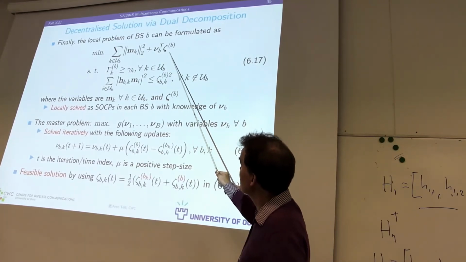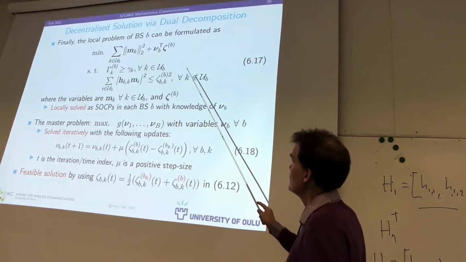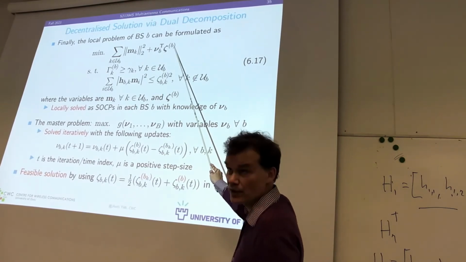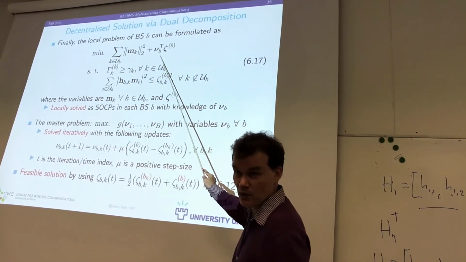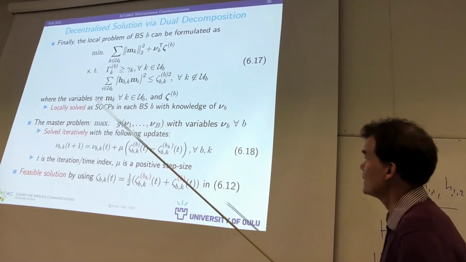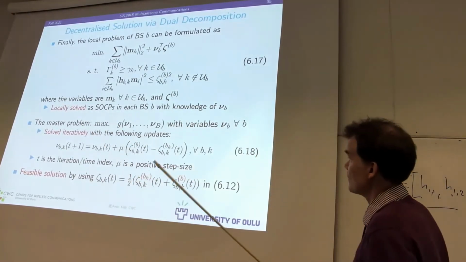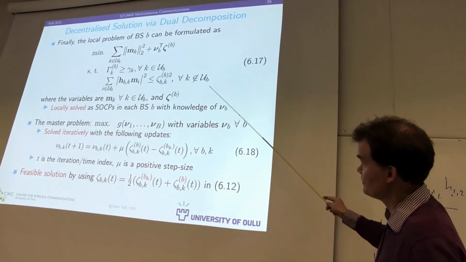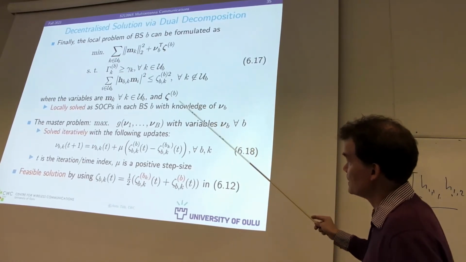We have these two values, and only those. We now collect all those values that correspond to this B index, because these are the local copies of this intercell interference terms that are now weighted by these fixed dual variables. So now we actually have a local problem which can be solved locally at the base station B.